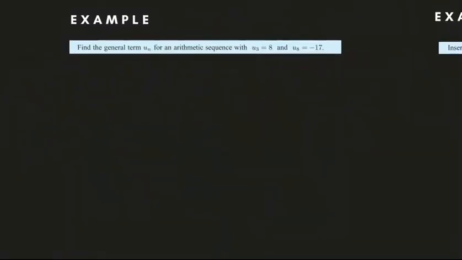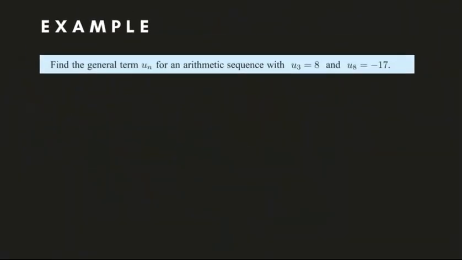What about a couple more examples? Let's take a look at this one. Find the general term, un, for an arithmetic sequence with u3 equals 8 and u8 equals minus 17. So we're going to need, just like before, a u1 and a d, because our general term formula is un equals u1 plus n minus 1 d. And we can't input that u1 and d until we found what they are.